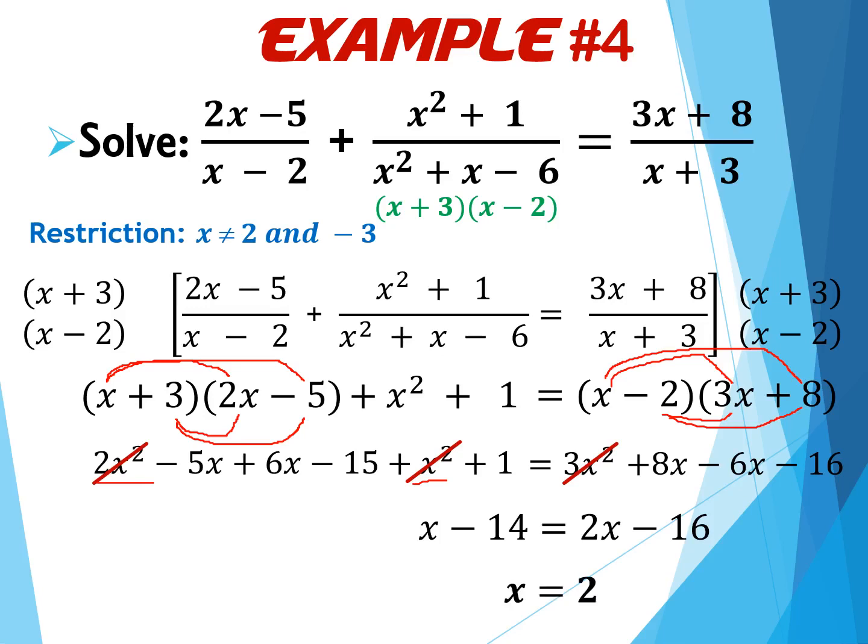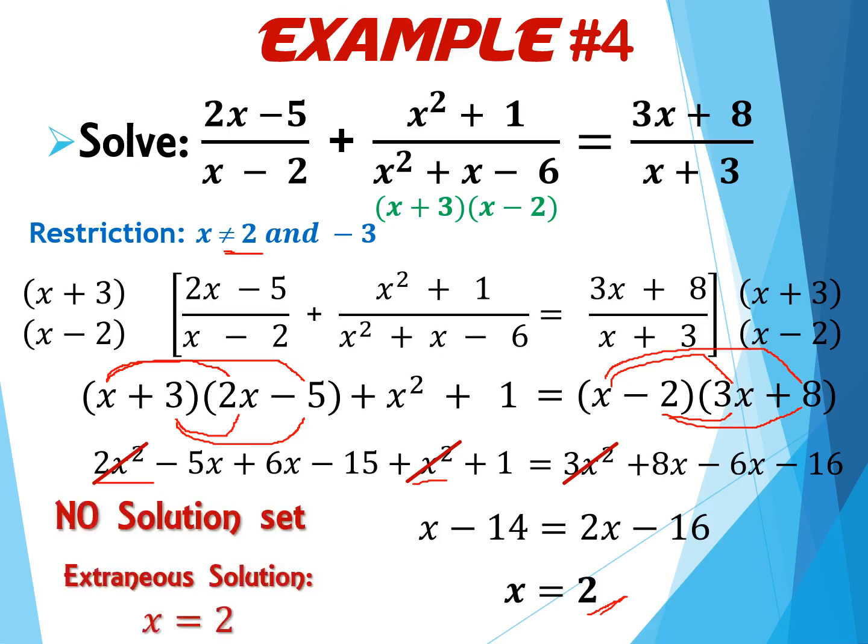But 2 here is a restriction. And we solve for the value of x, which is also 2. So therefore, 2 is an extraneous solution, and we don't have a solution set.